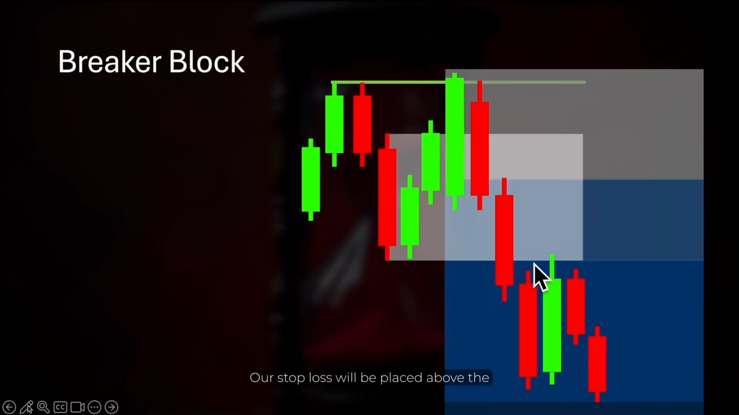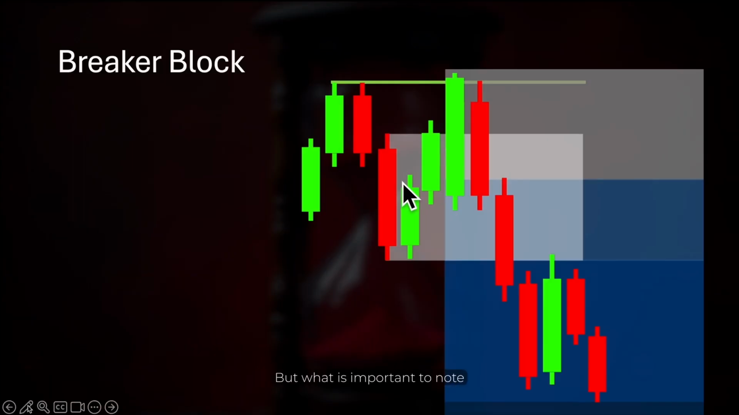Our stop loss will be placed above the smart money reversal, meaning above this high. If you would like to be a bit more aggressive, you could also place it above the breaker's high, but there are specific rules on that when it comes to, for example, lower time frame balanced price ranges, which I will discuss later throughout this model series.